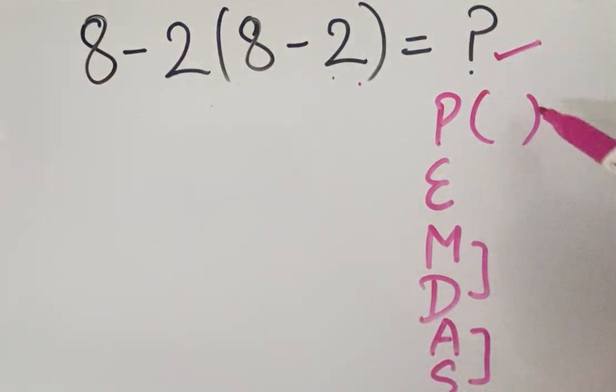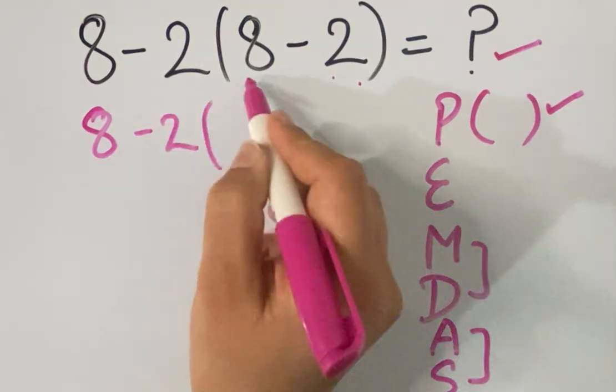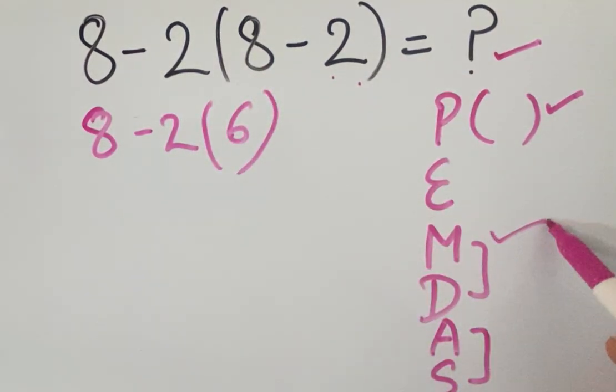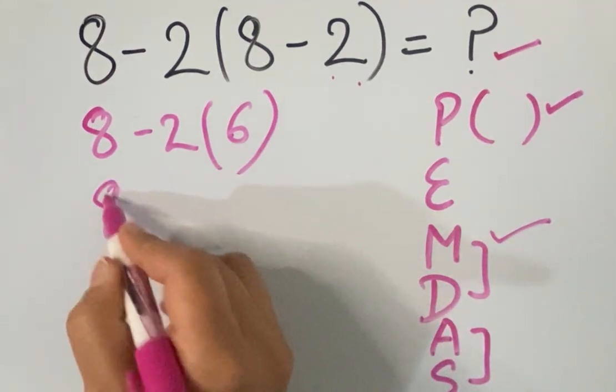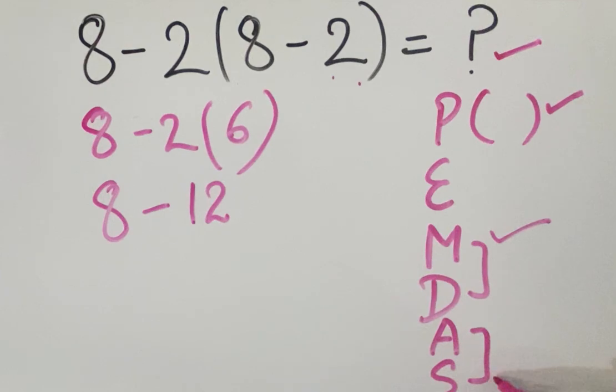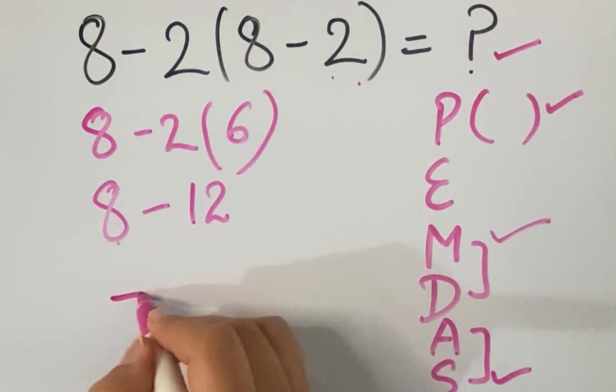So now first of all we'll solve the bracket. So 8 minus 2, here 8 minus 2 is 6. Now multiplication. 2 times 6 is 12. Now we'll do subtraction. 8 take away 12 is minus 4.